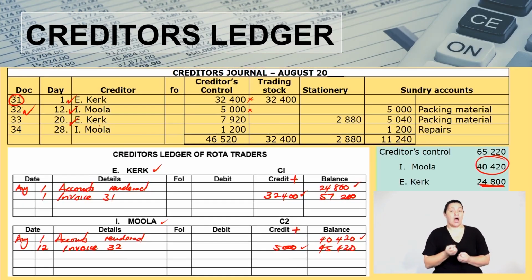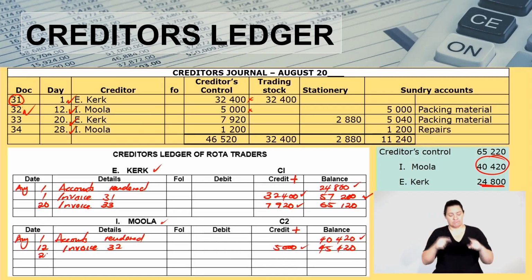Let's go to the next one then. E-Kirk on the 20th. So we come here, date 20. And then I'm going to have again another invoice. Okay, invoice number 33. And then I'm bringing it to the credit side. How much is that? 7,920. So you now say your 57,200 plus 7,920. Then you have a balance now of 65,120.